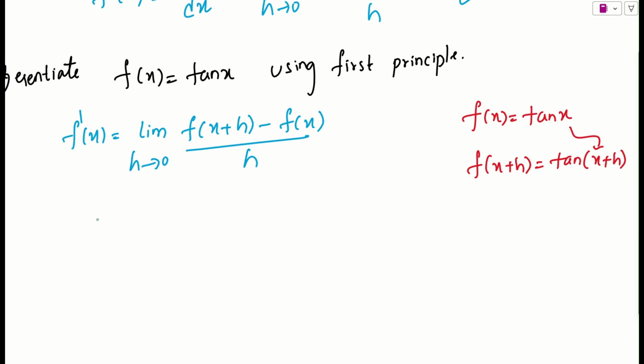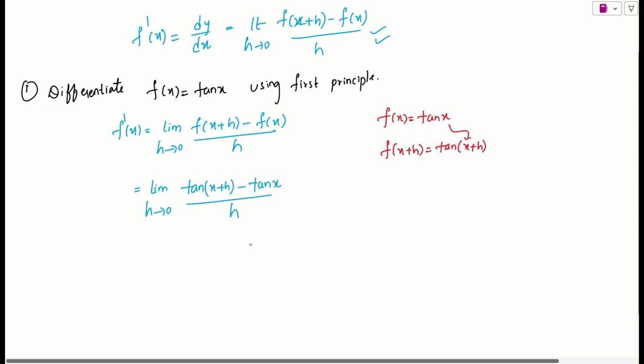So now let us write out what it will be. This will be limit h tends to 0 of tan of x plus h, wherever x is there I replace it, minus f of x, that is tan x from the given question, by h. After this, we need to solve this further.